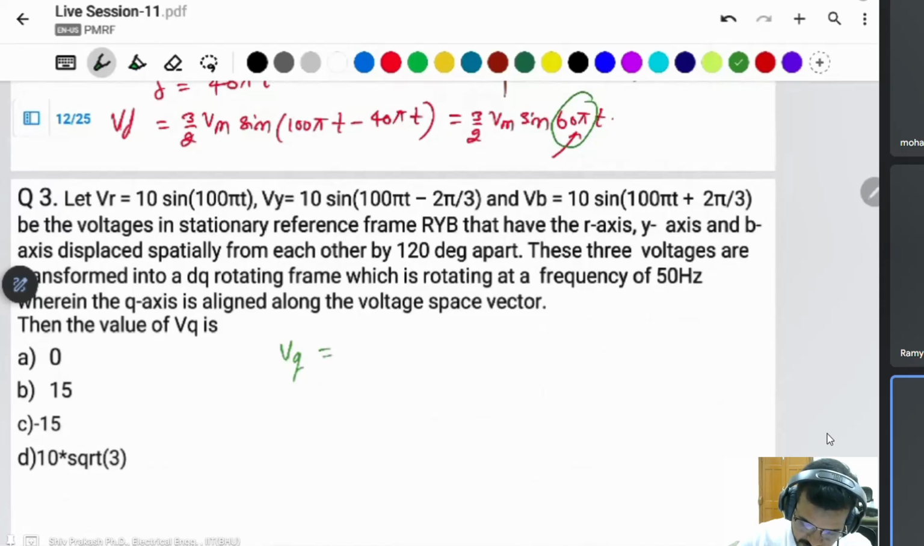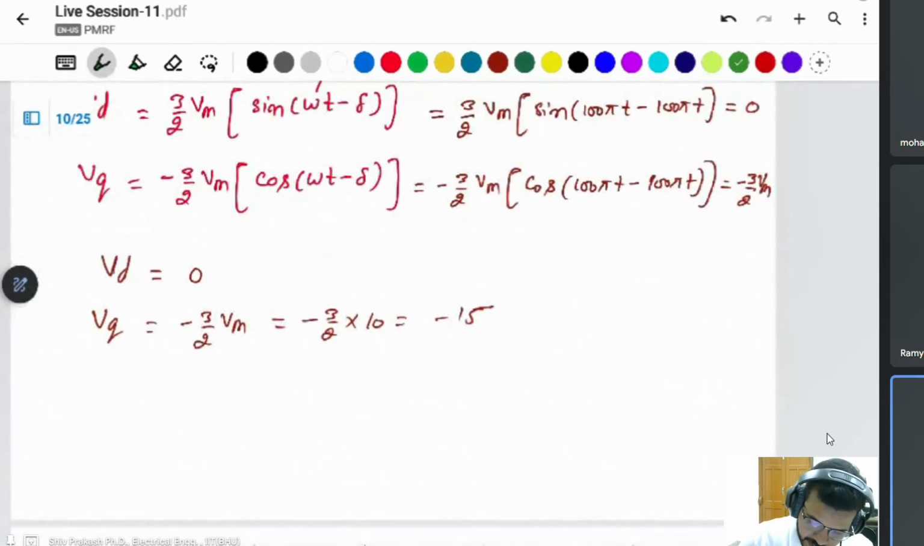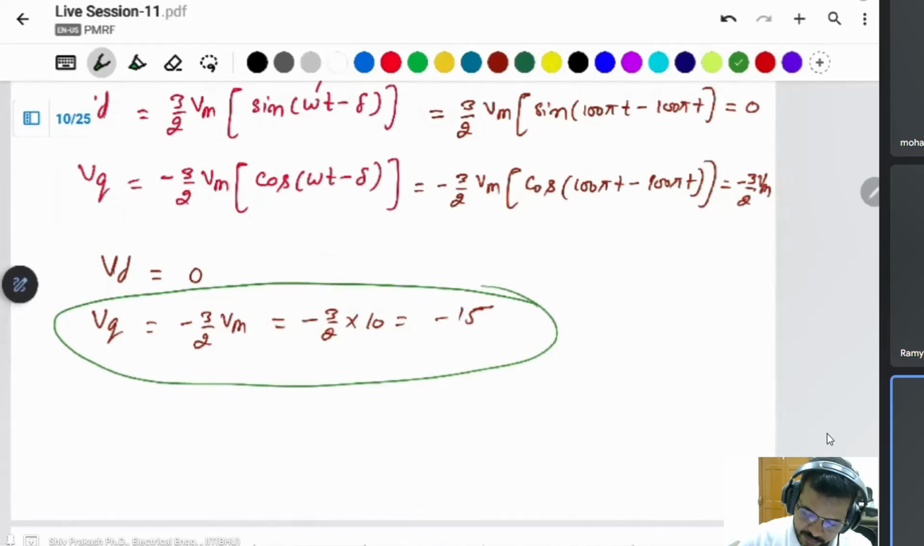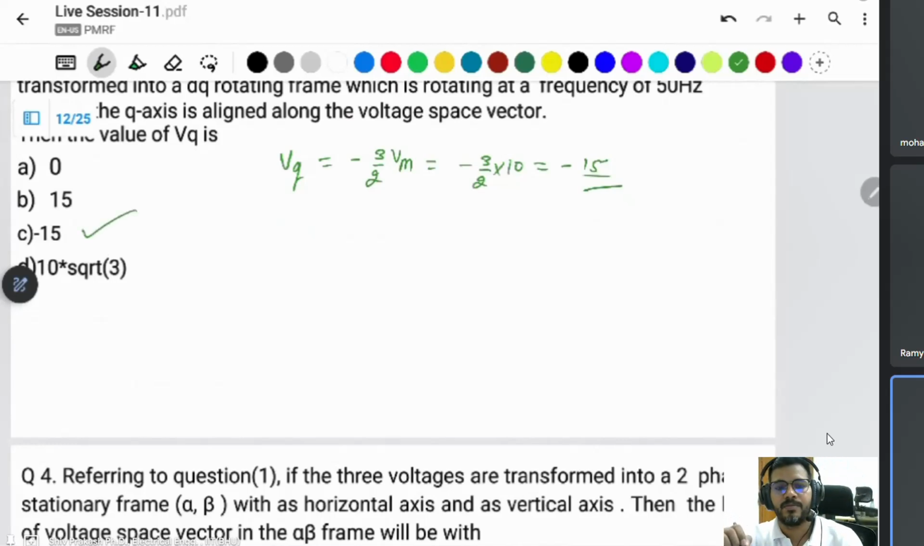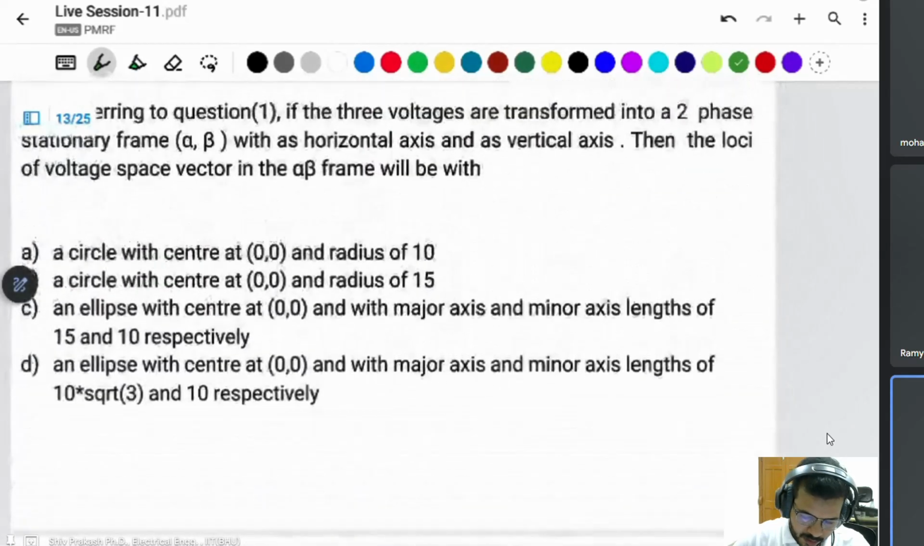Same as in the previous question. I think we already found Vq. This one is 3 by 2 Vm minus 3 by 2 Vm, with Vm being 10, so overall it will be 15, minus 15.